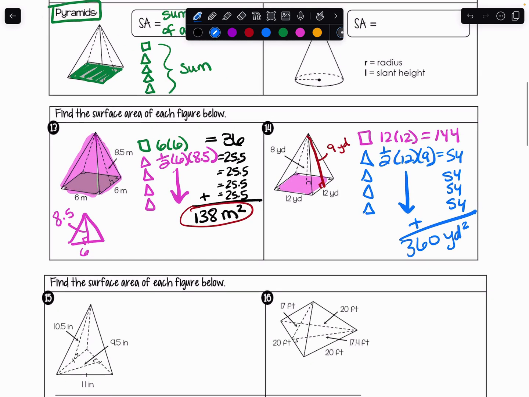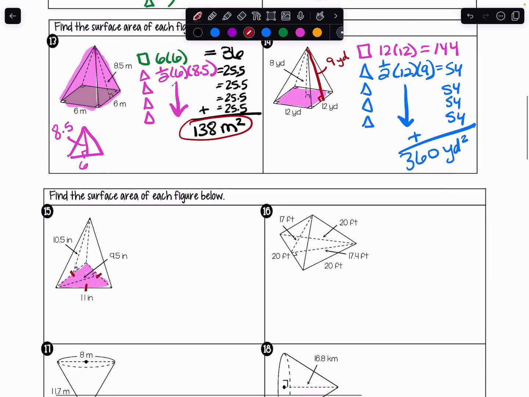All right, let's do a pyramid that has a triangular base instead of a rectangular base. So this has a triangle as the base. I know this is my base because it is across from the point, right? And then there's something else we need to notice here, and that is these marks. Do you see these little marks right here? These all mean congruent, which means that that's an equilateral triangle, or that all the sides of that triangle are the same.